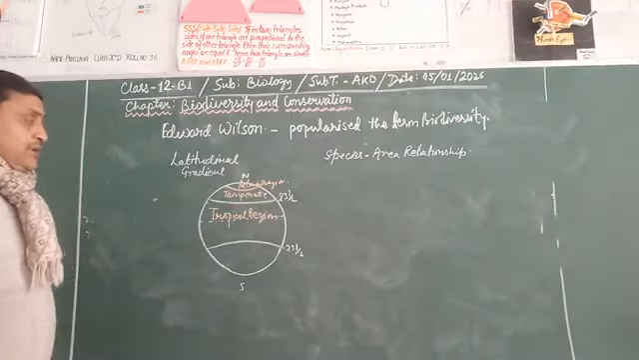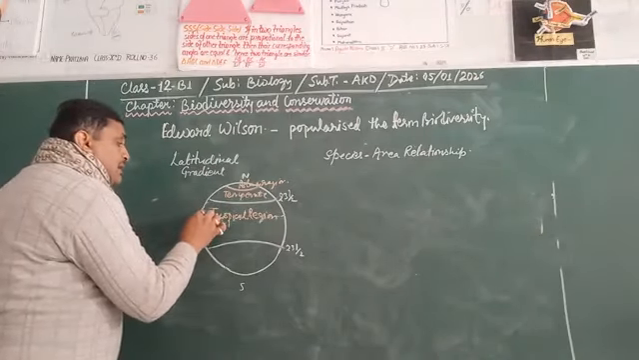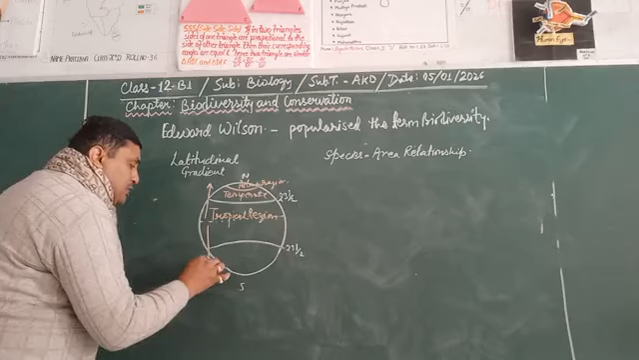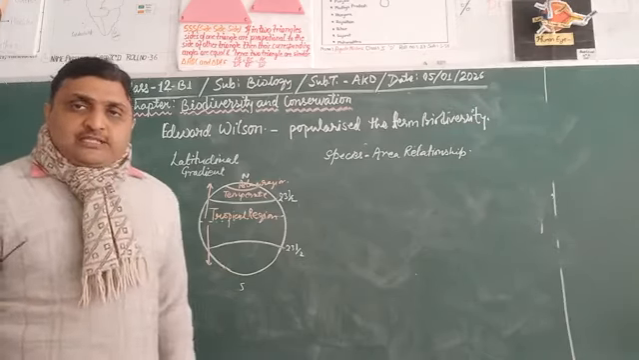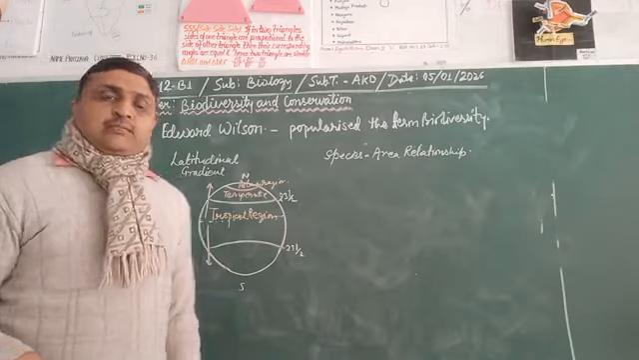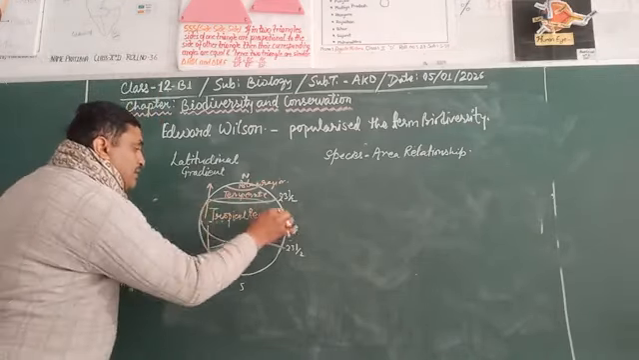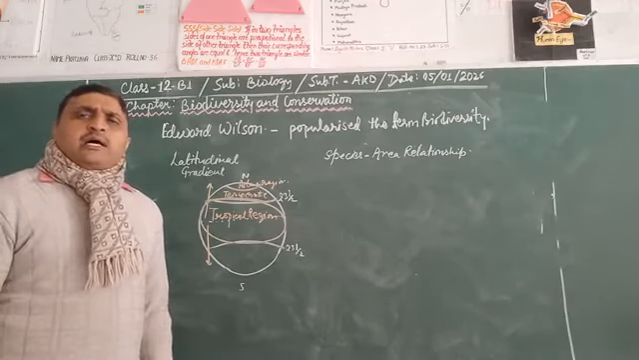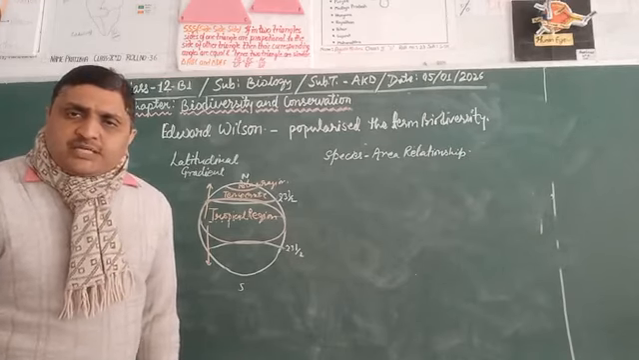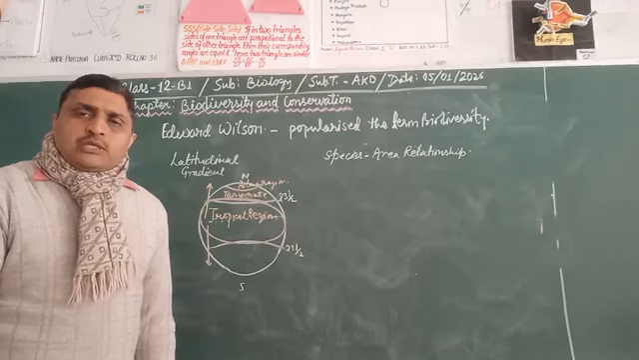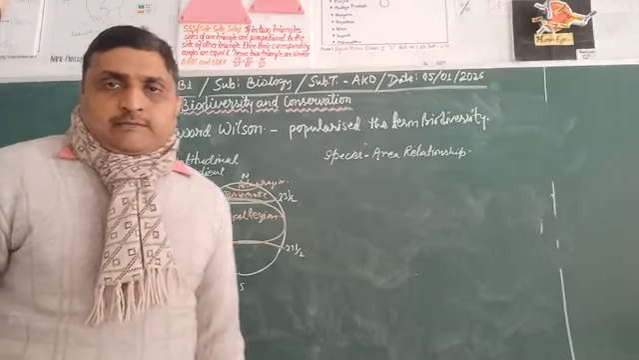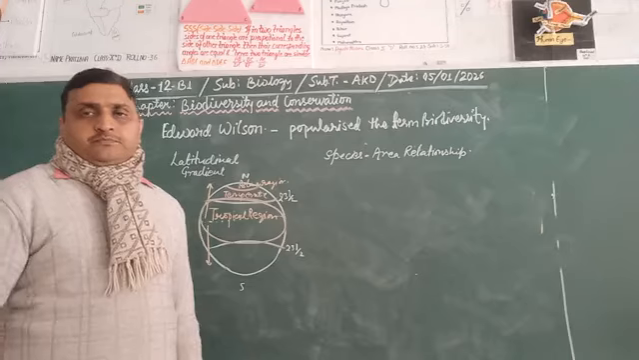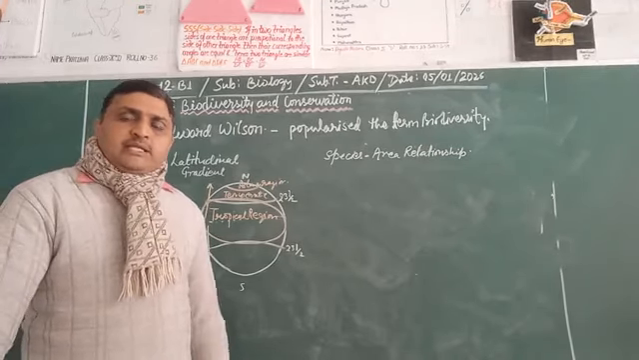Temperate region and polar region. When we move from the tropical region to the polar region, either from the south or the north, the diversity will decrease. Diversity is maximum at the tropical region, and when we move from the tropical region to the temperate region, either in the south or north, the diversity will be decreased. That is the latitudinal gradient.